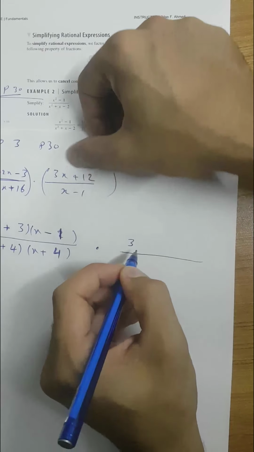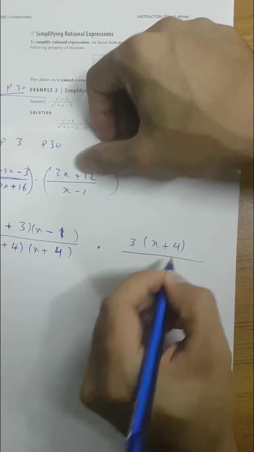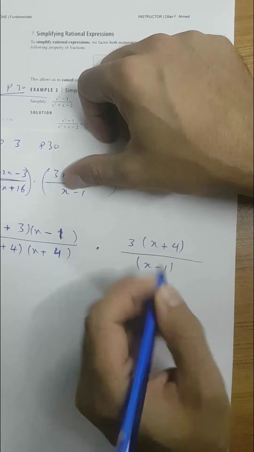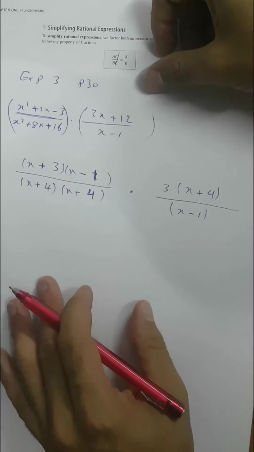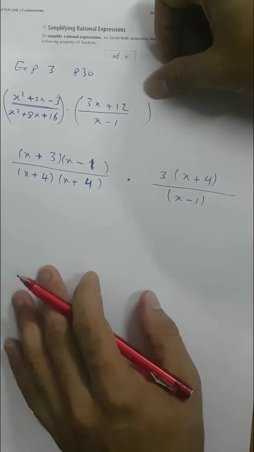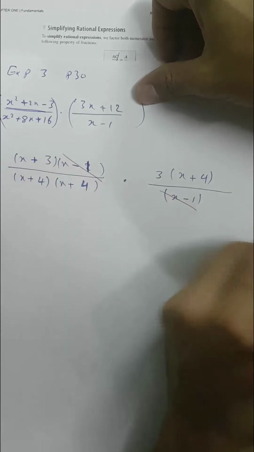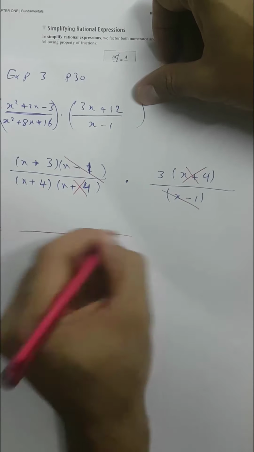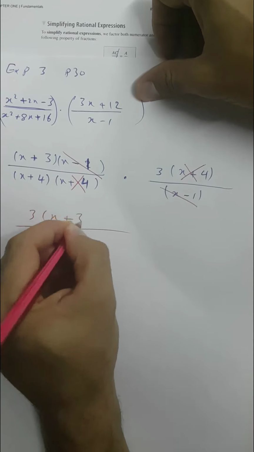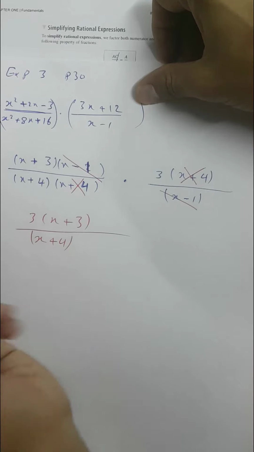Now it's time to take a 3 as a common factor in the second numerator. So I have x plus 4 and I have x minus 1. Now it's time for canceling or finding the factors. So here and that one, what remains? It remains 3x plus 3 in the numerator, and x plus 4 in the denominator.